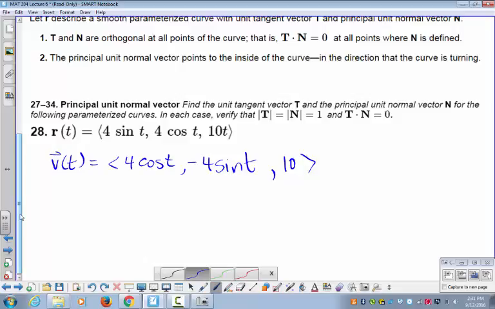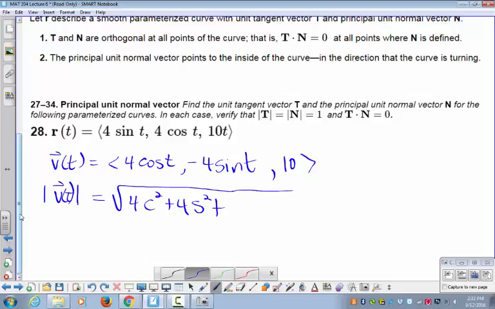The speed is equal to the square root of the sum of the squares. So we get 4 cosine squared plus 4 sine squared plus 100. Did I do that right? No, square root of the sum of the squares. I didn't square that 4, so let's put a square on that too. Speed is the square root of the sum of the squares. All right, so that is going to turn into just 16. We have 16 times sine squared plus cosine squared, so that's going to be 116 total underneath the square root.